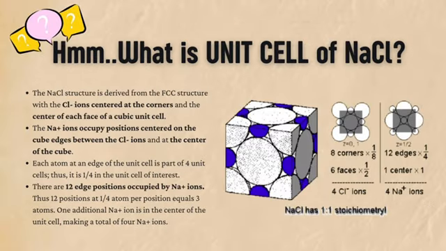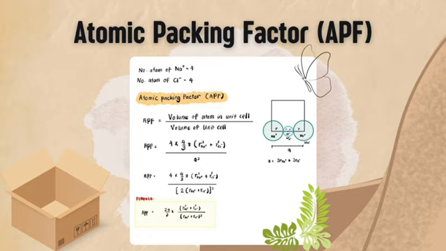The sodium chloride structure is based on the FCC lattice. Here, chloride Cl- ions are at the corners and face centers of the cubic unit cell, while sodium Na+ ions are positioned along the cube edges and at the center. Each unit cell includes contributions from fractional and whole ions, resulting in 4 sodium Na+ and 4 chloride Cl- ions per cell. This precise arrangement ensures structural stability and efficient packing. This is how we can calculate the atomic packing factor (APF) of sodium chloride.